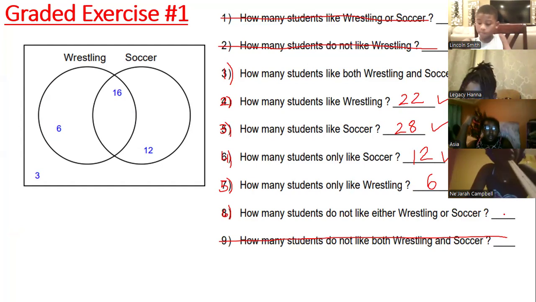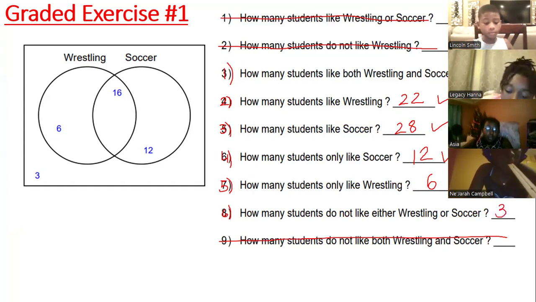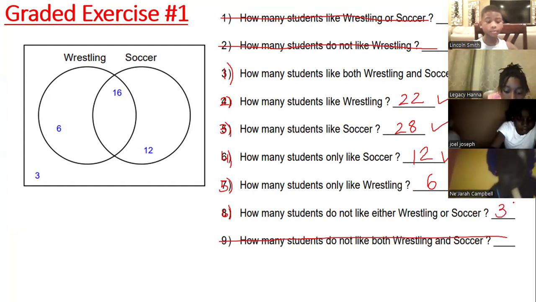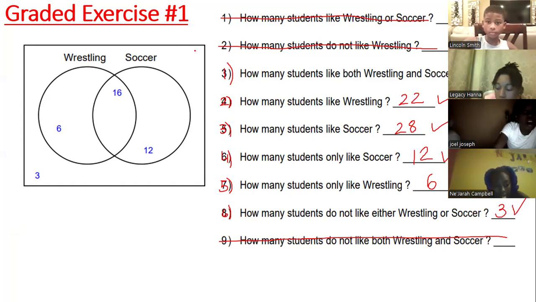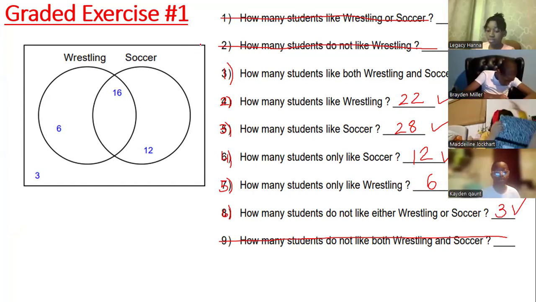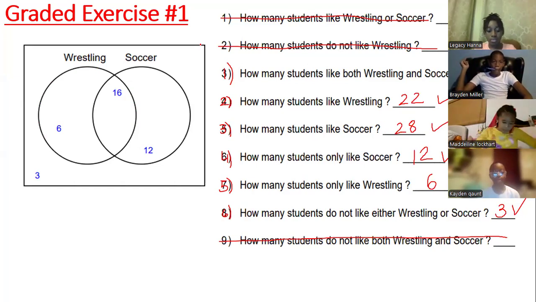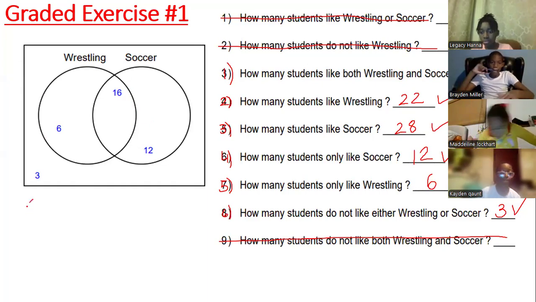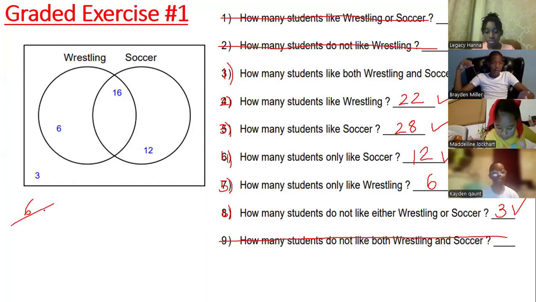How many students do not like either wrestling or soccer? 3. Anyone got all right? We did. Anyone got one wrong? Kaden did. I got one wrong. Wynette, what you got? You got all right. Very good.